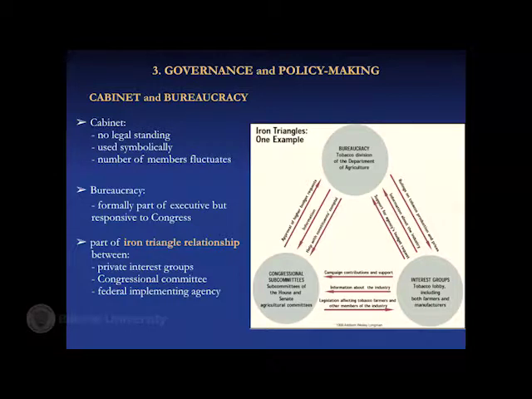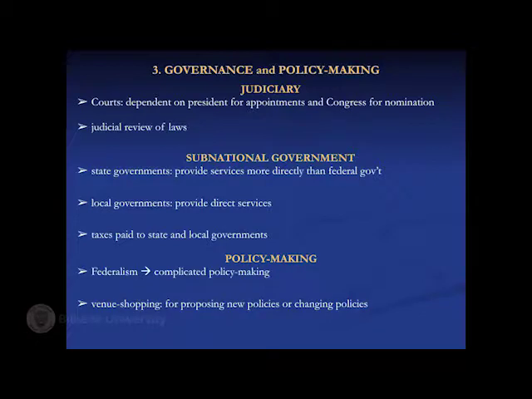In terms of governance and policymaking, we've got the judiciary, the court system. They're dependent on the president for appointments and Congress for nomination. And there is judicial review of laws, in the sense that the US Supreme Court may and does review the constitutionality of pieces of legislation. The court may step in to protect civil rights vis-a-vis governments.